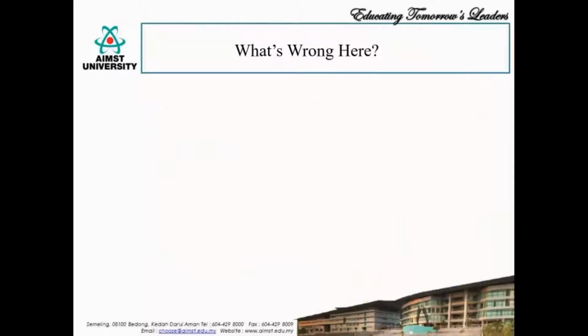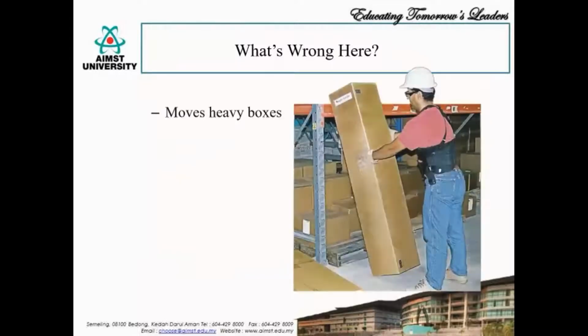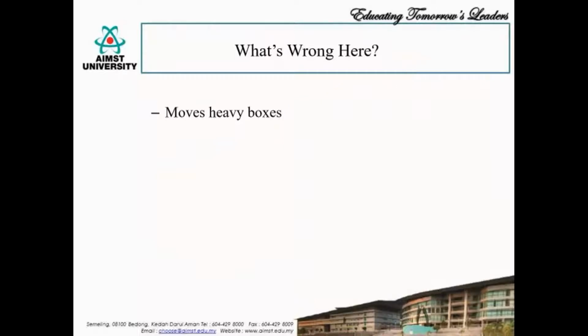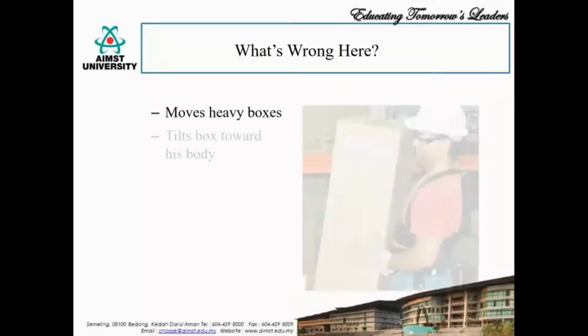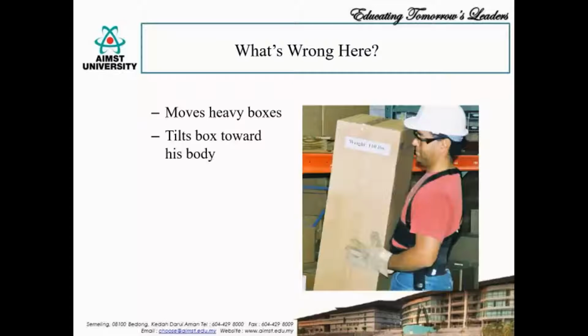So let me show you some of the pictures. You tell me what is wrong with that. Okay, so first picture. Sorry, the answer is also coming along with the picture. So first thing, what is wrong with this particular person? The box is a little longer, it is taller than the person. Then he is moving this heavy box alone. He is supposed to call somebody, because the object is bigger than his size. Then he tilts the box towards his body.